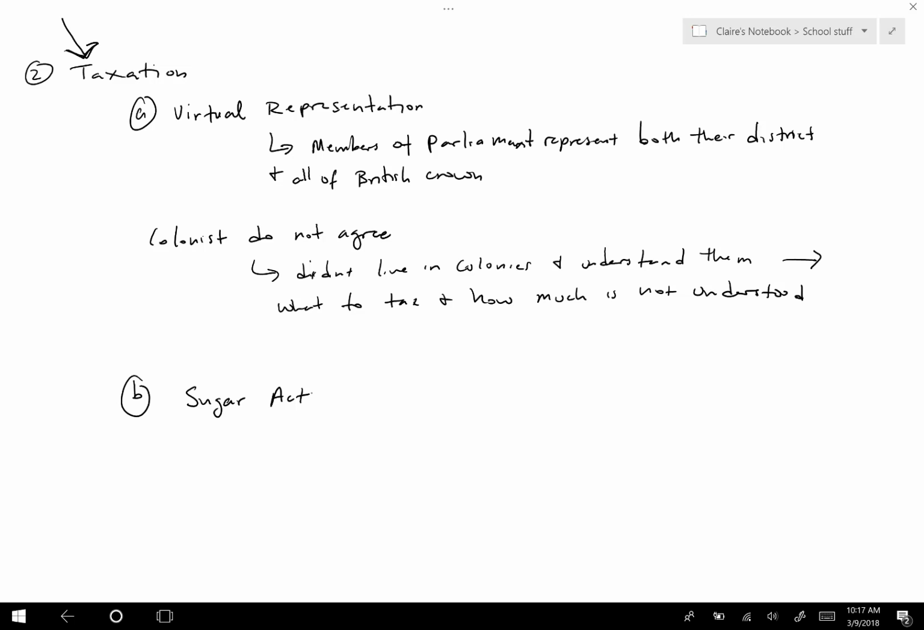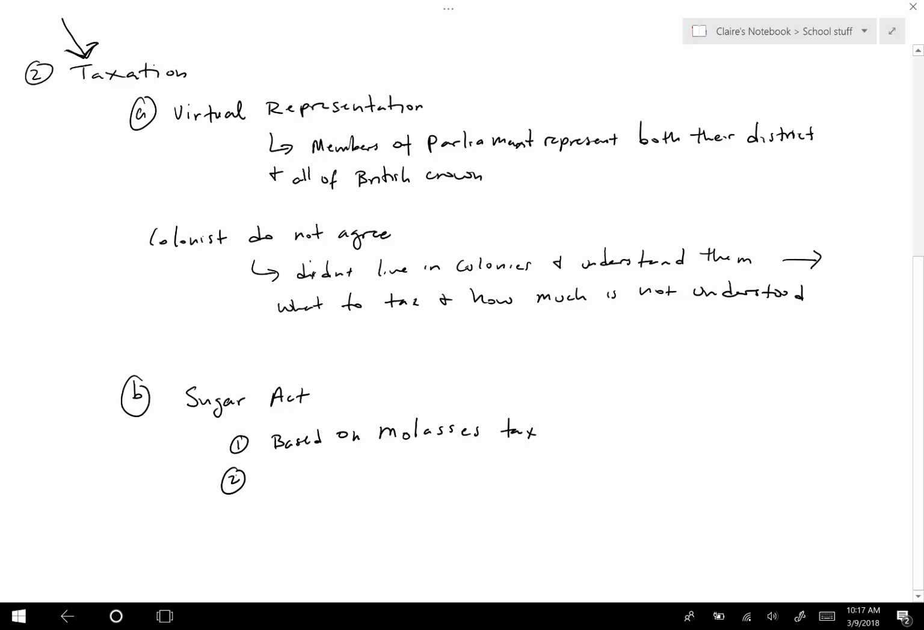So the Sugar Act. The Sugar Act was 1764, and it was based on a molasses tax that already existed. And the aspect of the Sugar Act was that they really wanted to stop the smuggling and have the merchants involved.